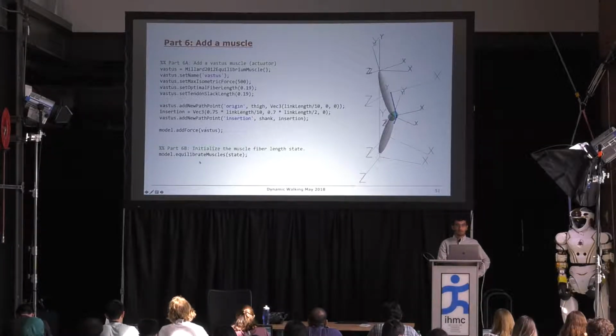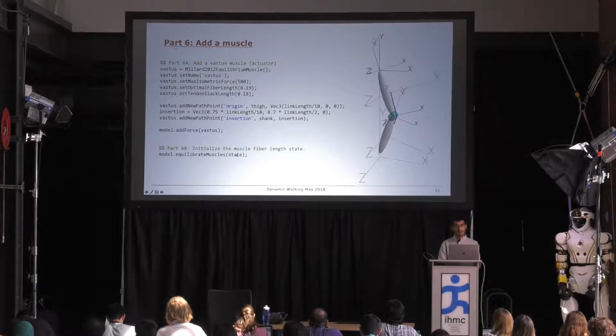Then farther down in your script towards the bottom, there's part 6b. Make sure you fill that part in, and make sure you fill it in the right location. This line is altering the state that you have, so that the fiber length state is such that the force in both the fiber and tendon components of the muscle is the same. So it's putting the muscle in equilibrium between the fiber and tendon.